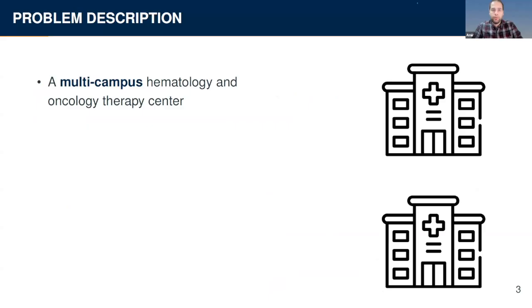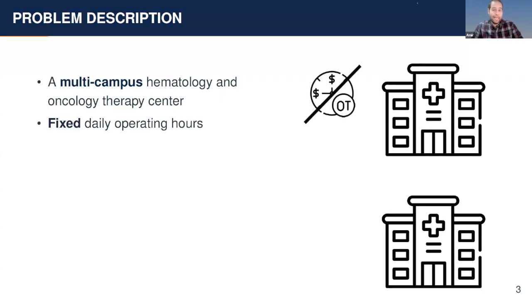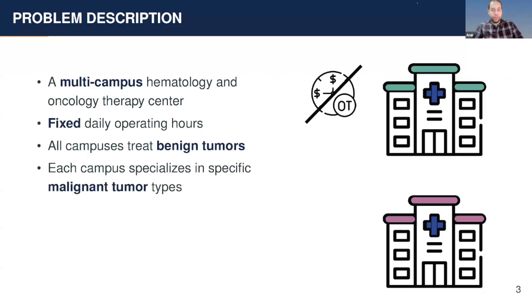So let's go through the problem description and consider a hematology and oncology center that provides treatment to cancer patients across multiple campuses. We assume that the campuses do not have overtime. Basically, they have to treat all of the patients within their regular opening hours. We also assume that all of the campuses of that center are capable of providing services for benign tumors. But when it comes to malignant tumors, each of the centers is specialized in a specific group of malignant tumors.